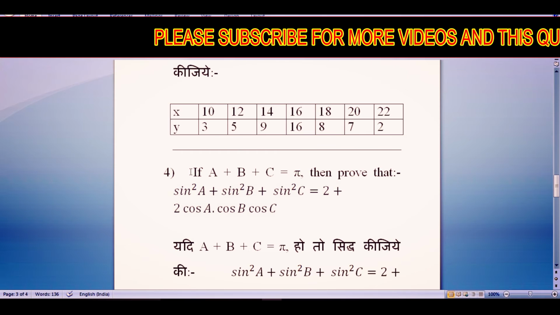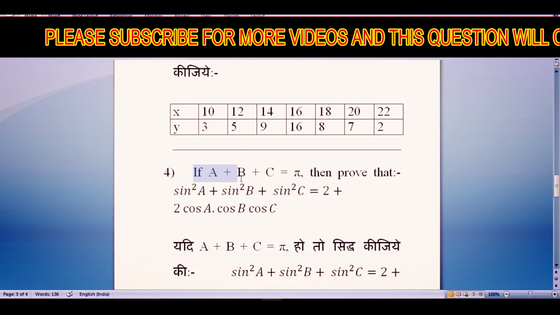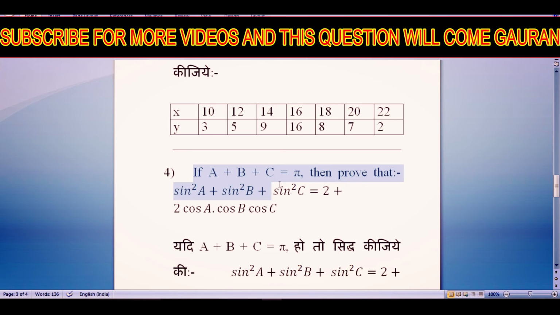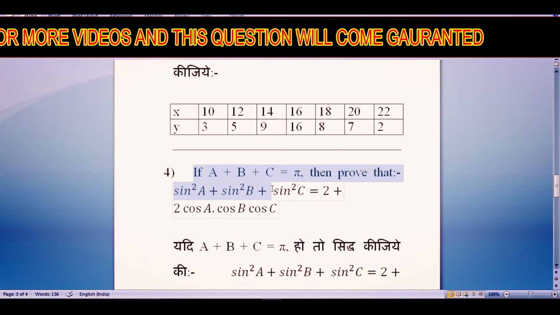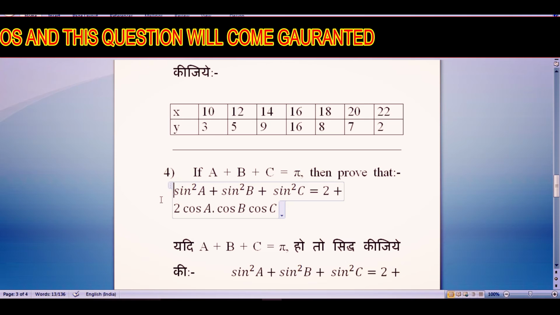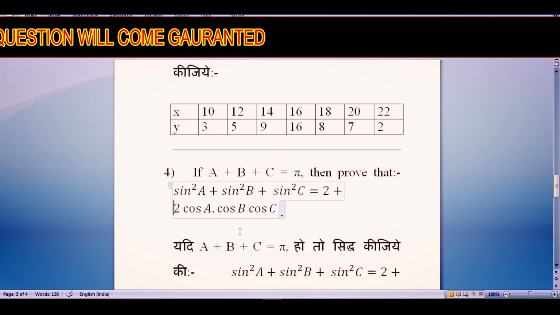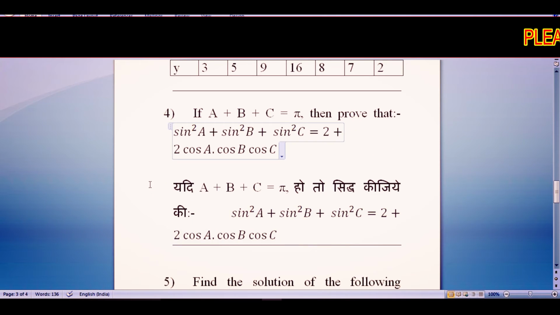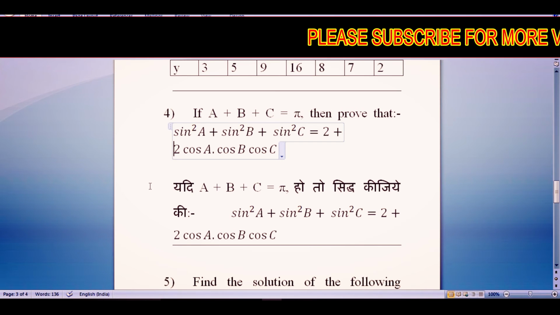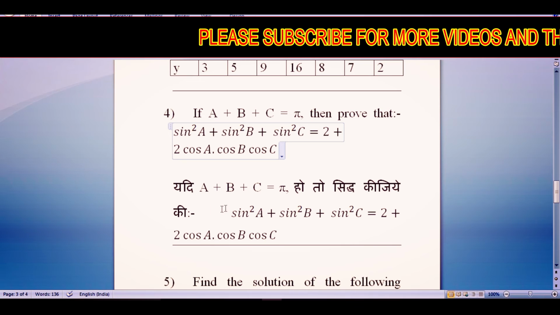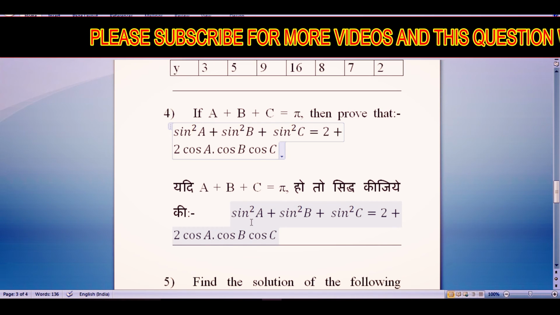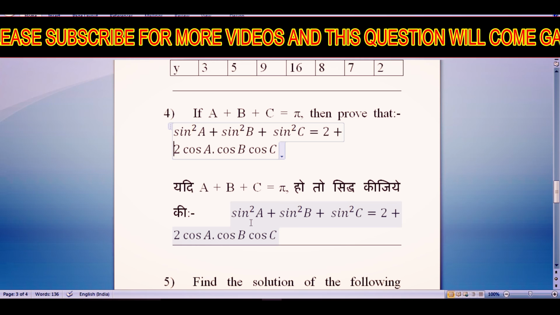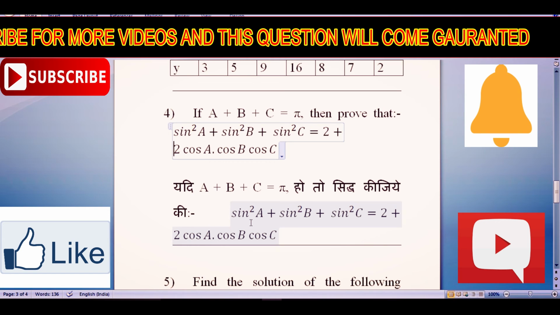Question number 4. If a plus b plus c is equal to pi, then prove that sin square a plus sin square b plus sin square c is equal to 2 plus 2 cos a into cos b into cos c. यदि a plus b plus c is equal to pi हो तो सिद्ध कीजिए कि sin square a plus sin square b plus sin square c is equal to 2 plus 2 cos a into cos b into cos c.